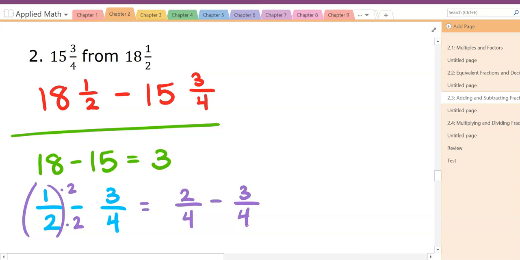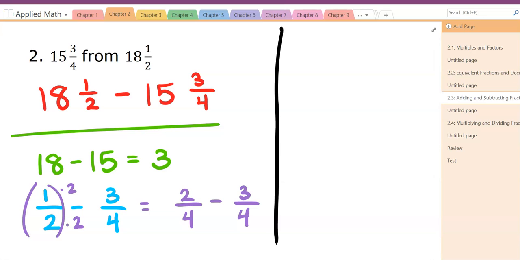The problem with this one is I'm going to get a negative fraction. And then you'll have to figure out, like, how do I take that from that whole number part? So what we could do is, instead of subtracting the 18 minus the 15 and then doing the fractions, I'm going to do this over here on the side. I'm going to show you a different method. Start by rewriting that 18 and a half.